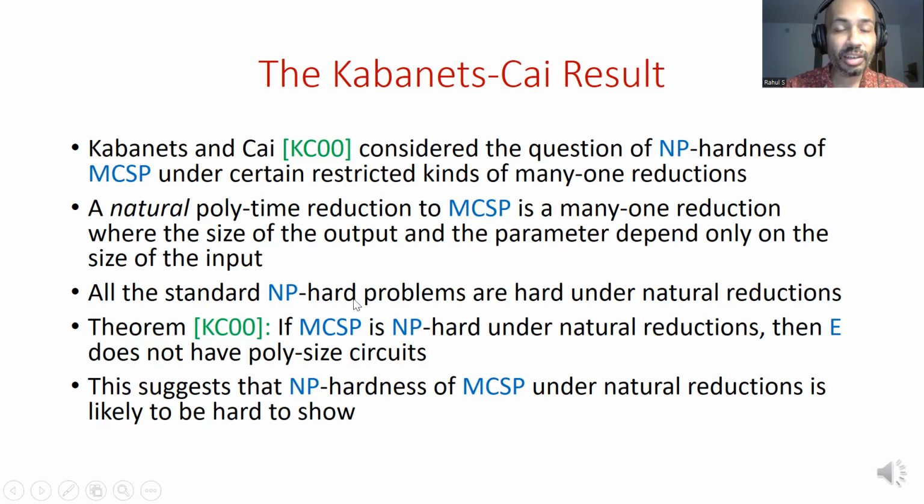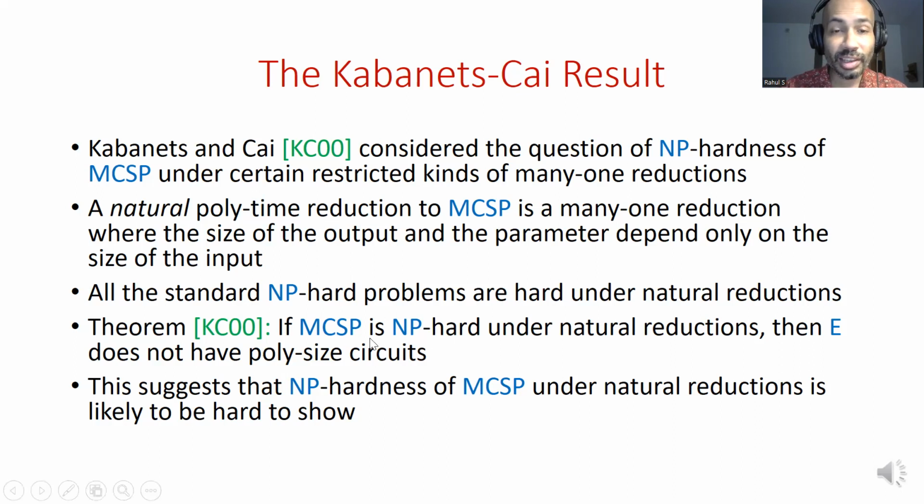So all the standard NP-hard problems are hard under natural reductions. But what Kabanets and Cai showed is that if MCSP is NP-hard under natural reductions, then E does not have polynomial size circuits. The exponential time does not have polynomial size circuits. And this is something that we don't know, and that seems quite hard to prove.